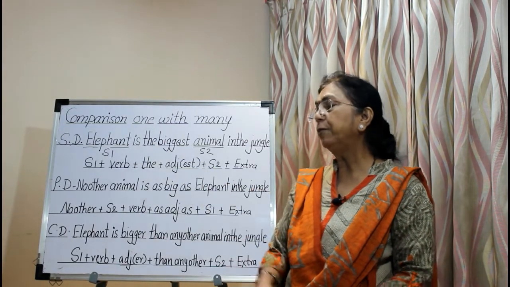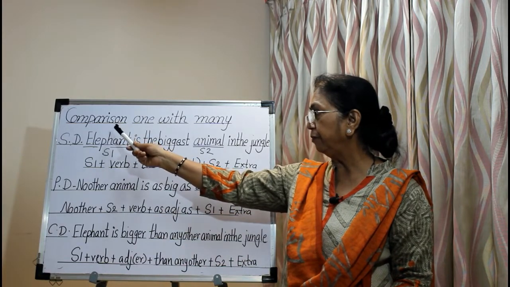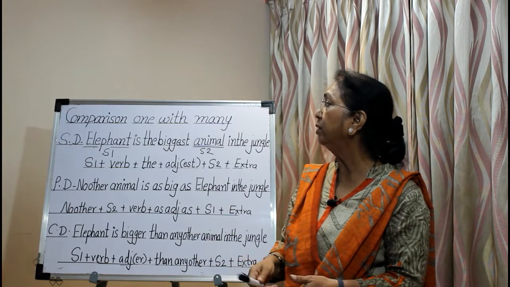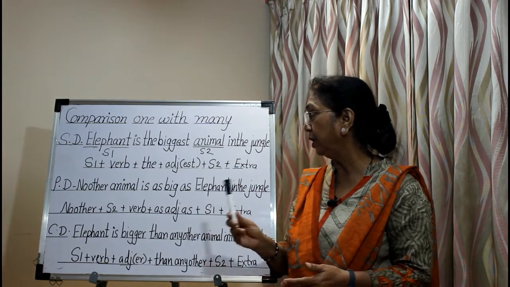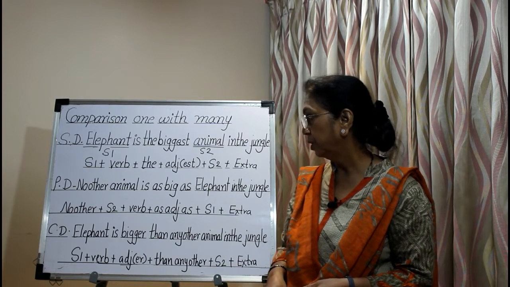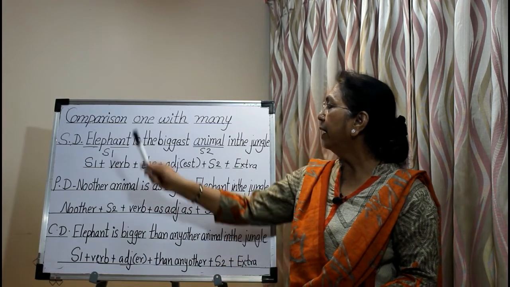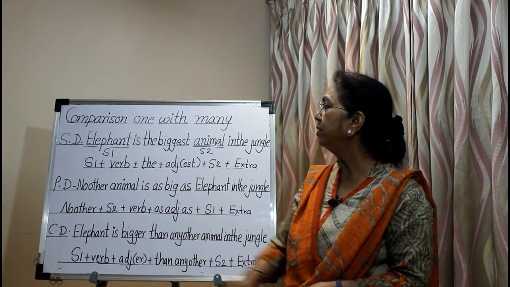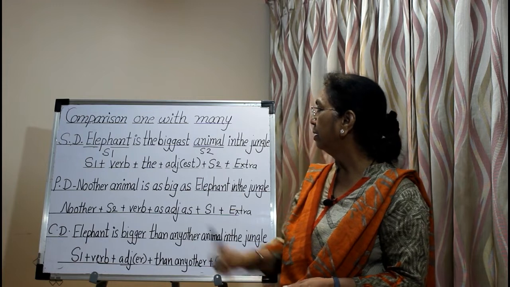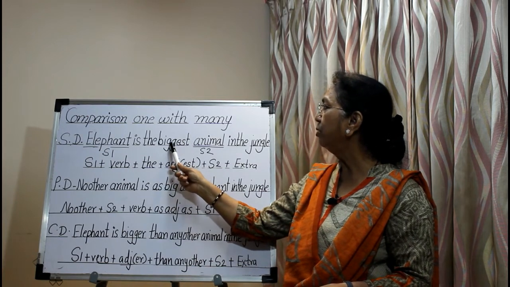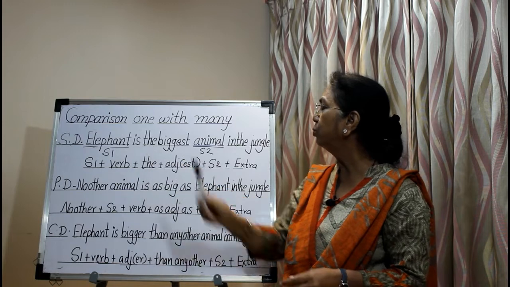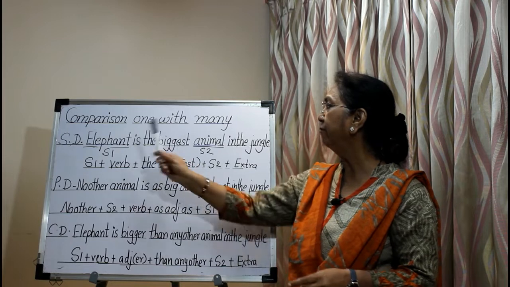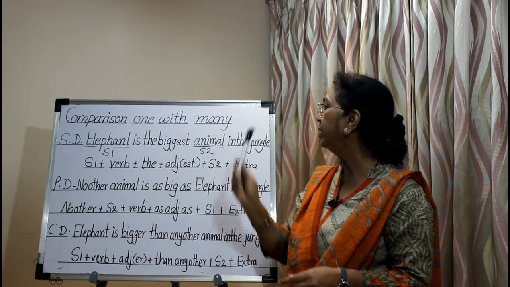Now the third type of comparison is comparison between one with many. One person, one place, one thing with many other things, many other persons or places. See the example. Elephant is the biggest animal in the jungle. This sentence is in superlative degree. The est is added to the adjective, and the article the is used before it. So this is a sentence in superlative degree. Elephant is said to be the biggest animal in the jungle.